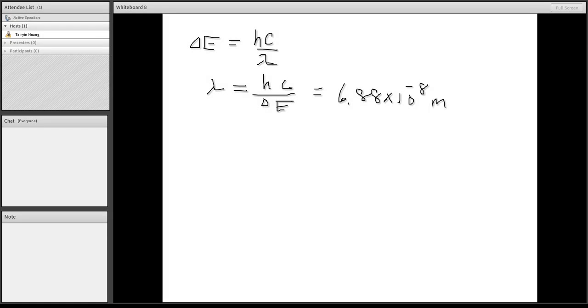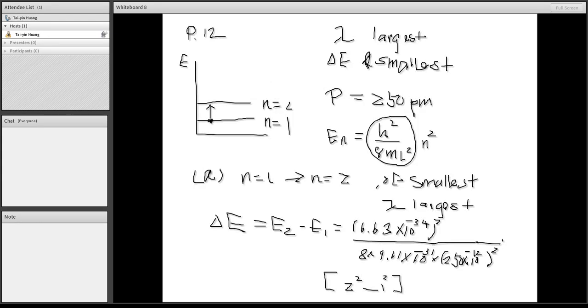That's if you want to find the largest wavelength. Now, if you want to find the second largest, let's go back to this picture. Part A is the change from n equal to 1 to 2. If you go up a little higher, the second longest wavelength will be when the electron goes from n equal to 1 to n equal to 3. Likewise, the third largest is n equal to 1 to n equal to 4. Everything stays the same except: part A is n equal to 1 to 2, part B is n equal to 1 to 3, and part C is n equal to 1 to 4.